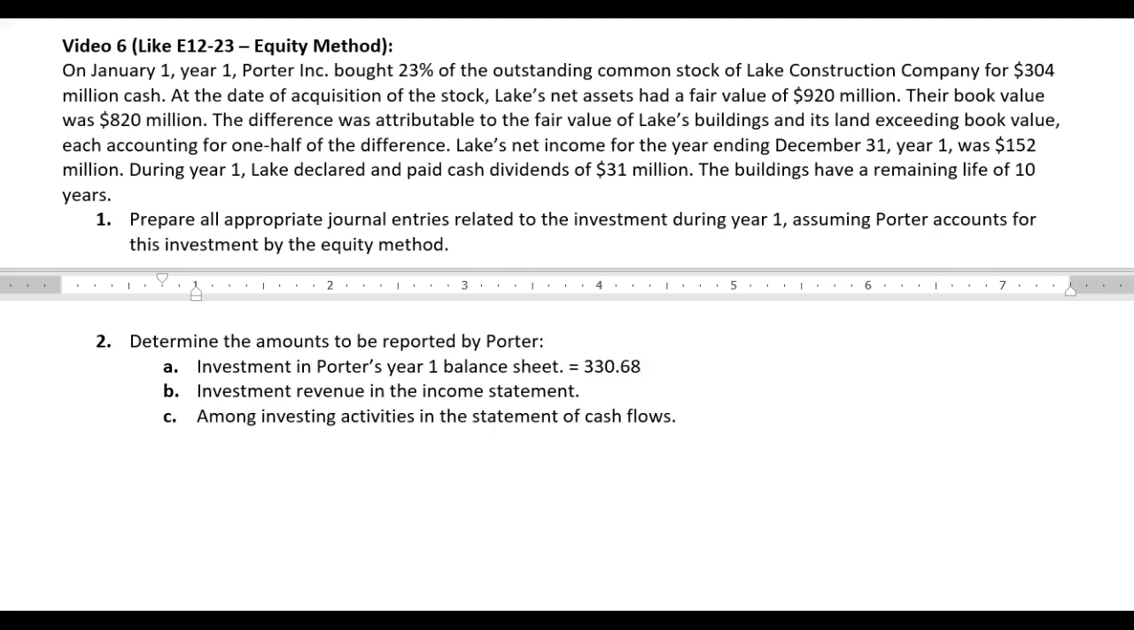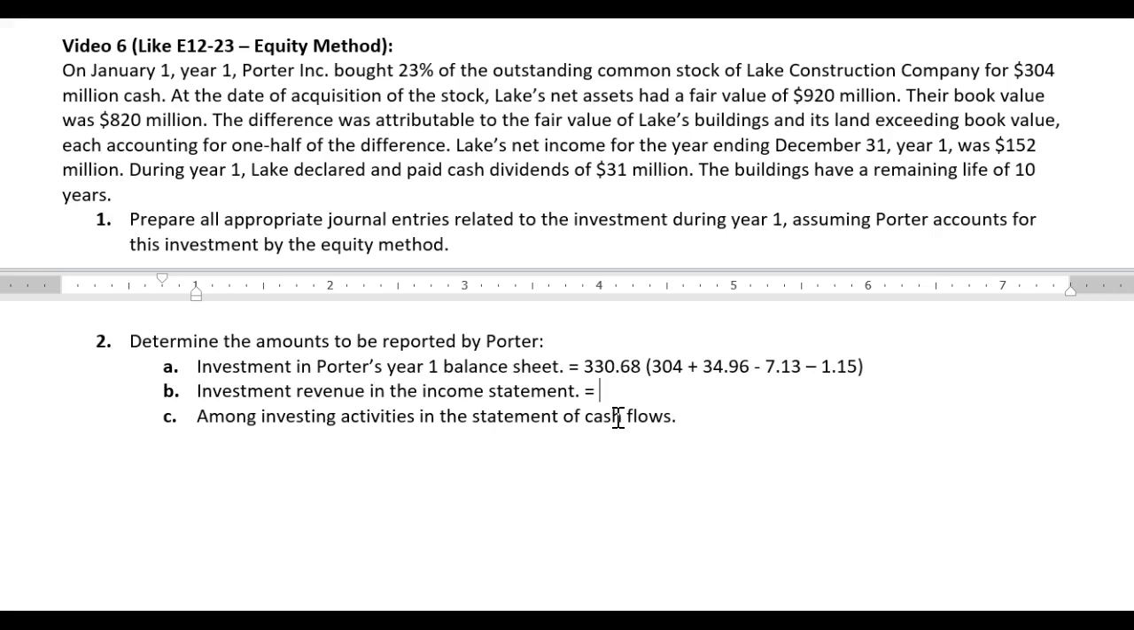And again, all you have to do is follow the entries for the investment account. We started out at 304, then we added 34.96 for the portion of income. Then we took away 7.13 for the dividend, which reduced equity. Then we had to take out the additional depreciation the company would have recorded if the building were properly valued at the fair value. So when you do that, that leaves you with 330.68. That's the amount we would carry on our balance sheet. Again, under equity method, the fair value doesn't matter, which is sort of, I think, odd, but that's what we carry it at, 330.68.